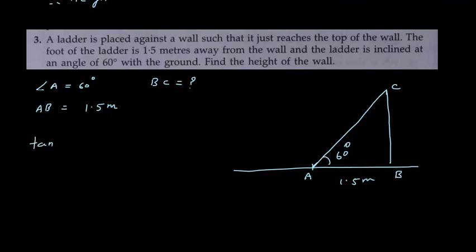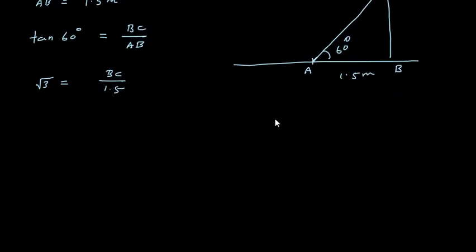Again here we will use tan 60 degree. Tan A. Tan 60 degree is BC upon AB. The value of tan 60 degree is root 3. BC is unknown. AB is 1.5. So therefore we can say that this BC is root 3 into 1.5. So the value of root 3 is 1.732 and this is 1.5. So let us multiply 1.732 into 1.5.